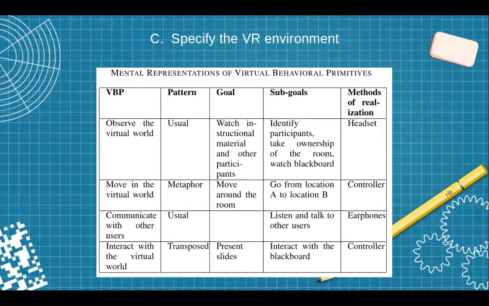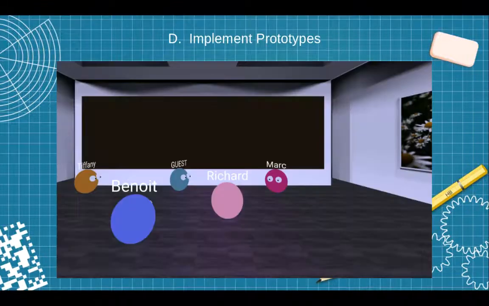And this is a table you can see also in the paper. What's important here is that we have a system to communicate with the audio, so people can listen and talk to each other. And there are some interactions with some elements in the virtual environments, especially the blackboard.